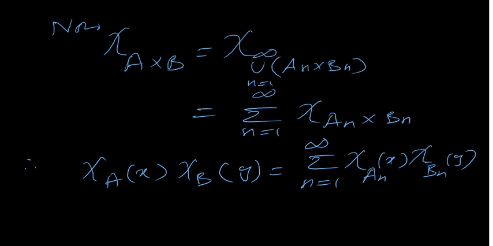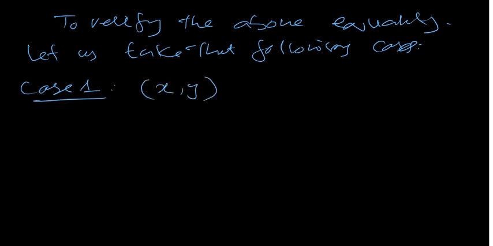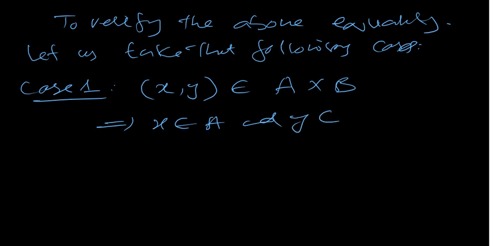Okay, yeah, let's verify this one. It's true for all x comma y. It's true for all x belongs to X, y belongs to Y. Now let's verify this. To verify the above equality, let's take the following cases. Case 1, x comma y is in A cross B. So this is true, implies x belongs to A and y belongs to B.